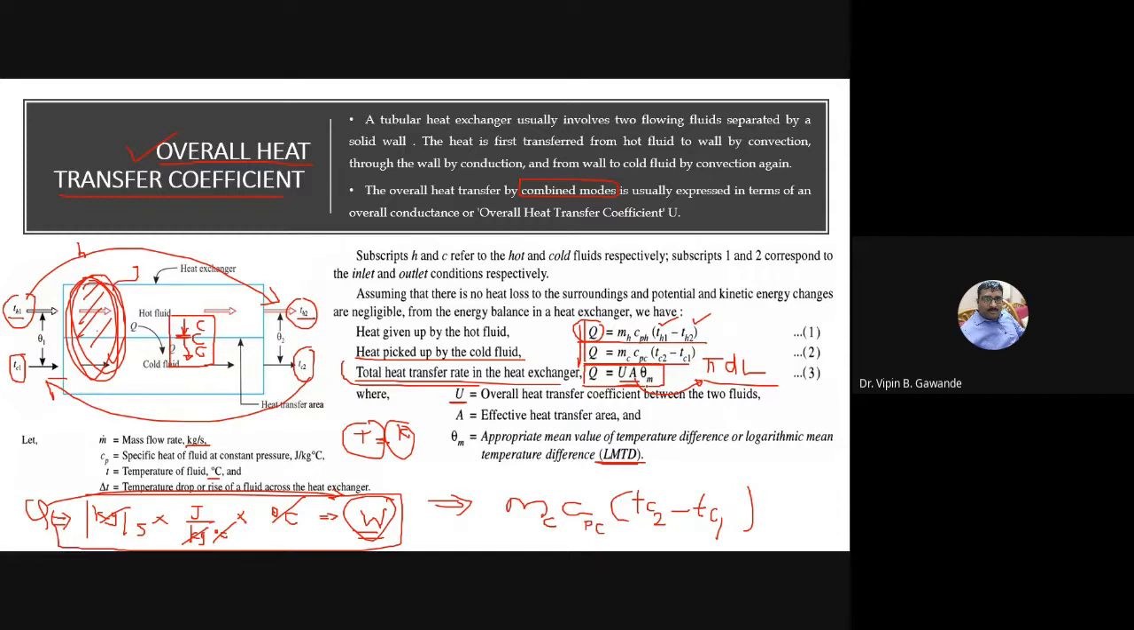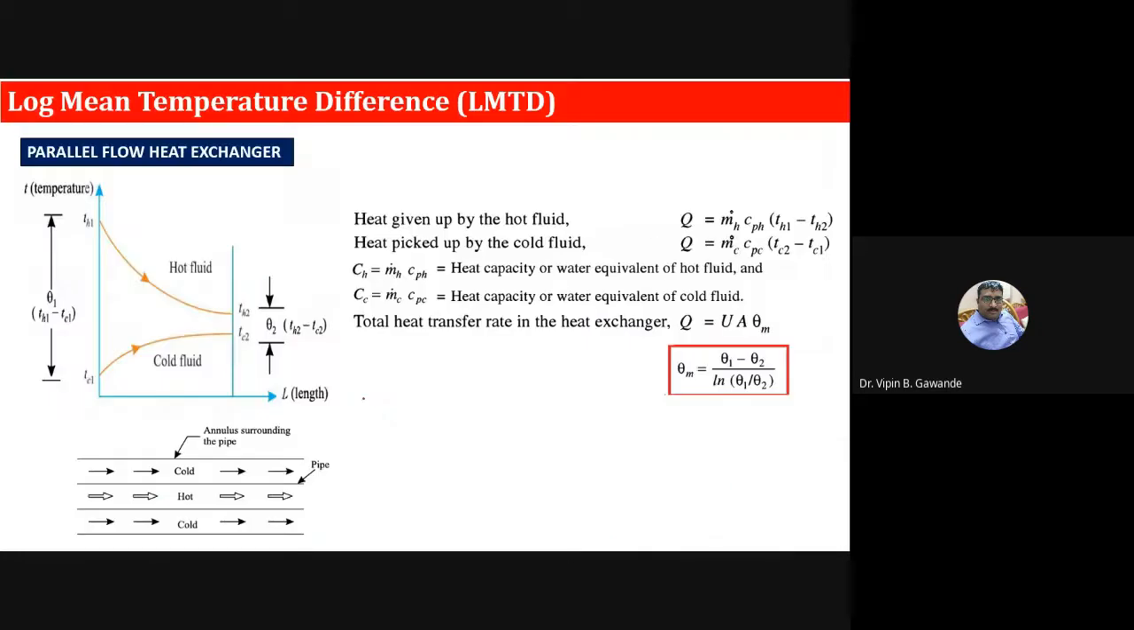Now we'll concentrate on this one, theta m. What is this theta m? This is LMTD, the log mean temperature difference. Now how to calculate this log mean temperature difference? We'll take the first case, that is the parallel flow heat exchanger. You know how to calculate it. Now this is the diagram for the parallel flow heat exchanger.